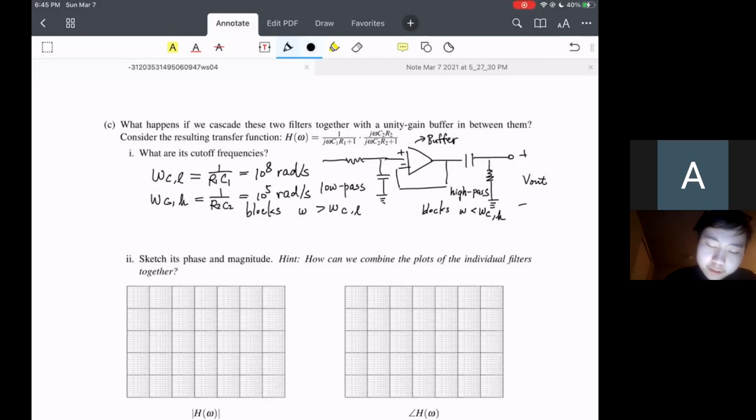Okay, so we notice that the low-pass filter has a higher cutoff frequency than the high-pass filter in order to actually build a bandpass filter, because otherwise, all signals just get blocked by either the low-pass or the high-pass filter, and nothing can pass through. And it doesn't really make any sense to build such a filter that blocks every single signal.